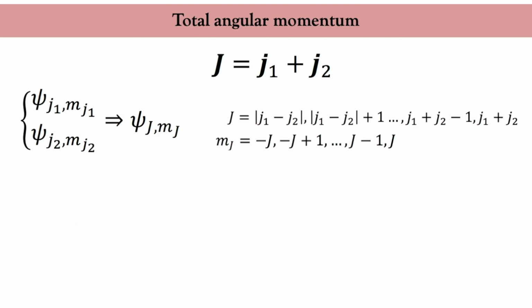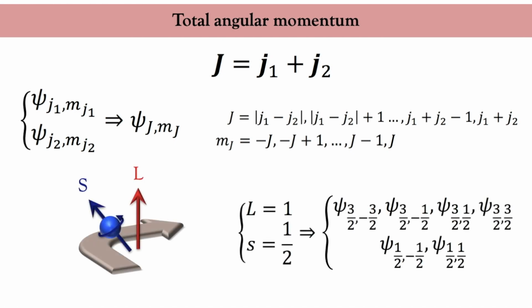Now, I can take another case and consider an electron with spin 1/2 and angular momentum L equals 1. Then, we end up with four states with total angular momentum J equals 3/2 and two states with angular momentum J equals 1/2. This situation is typically encountered in semiconductors such as gallium arsenide.